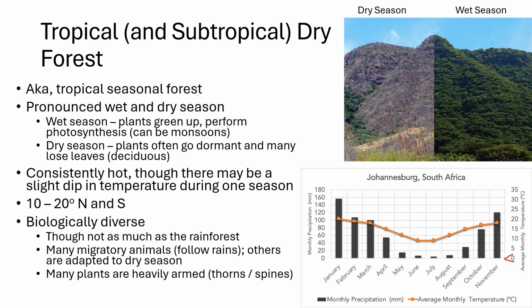Again, we're starting at the equator and moving towards the poles in general with the outline that I have. These are very biologically diverse, although not as diverse as the rainforests, and many of the animals will be following the rains and then moving into rainforests or moving into savanna from the dry forests during the dry season. Some of them are residents year round, and obviously the plants don't move.